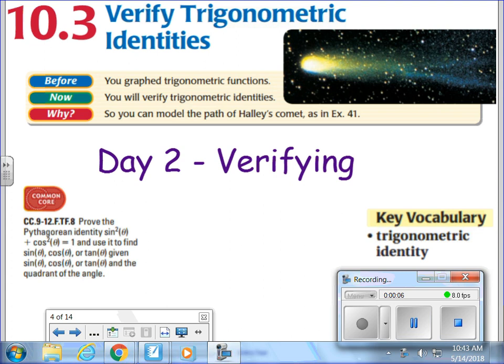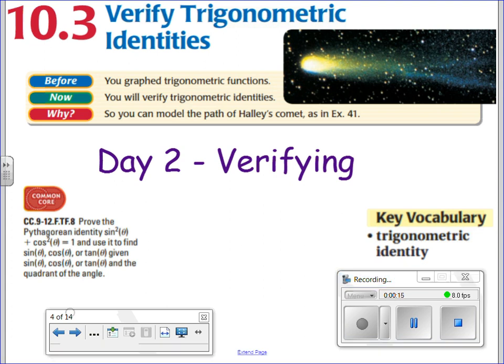It's pretty much what we did in day 1 with using the identities to substitute and cancel and substitute and cancel till you get where you need to go. So it's really along the same lines today.